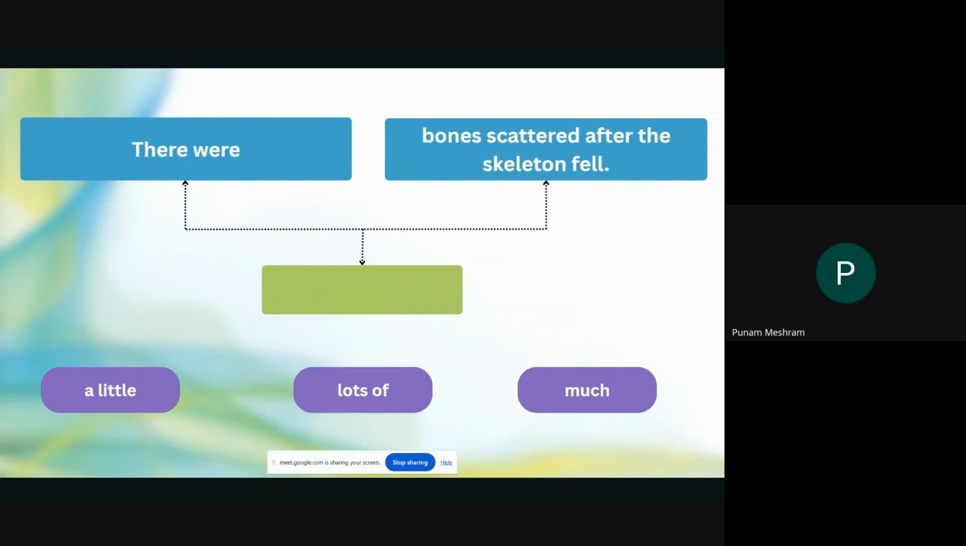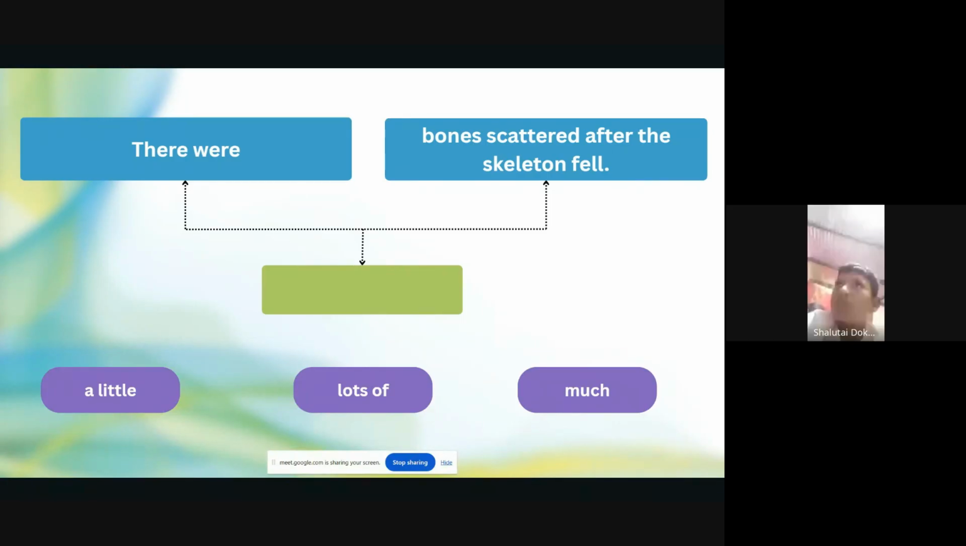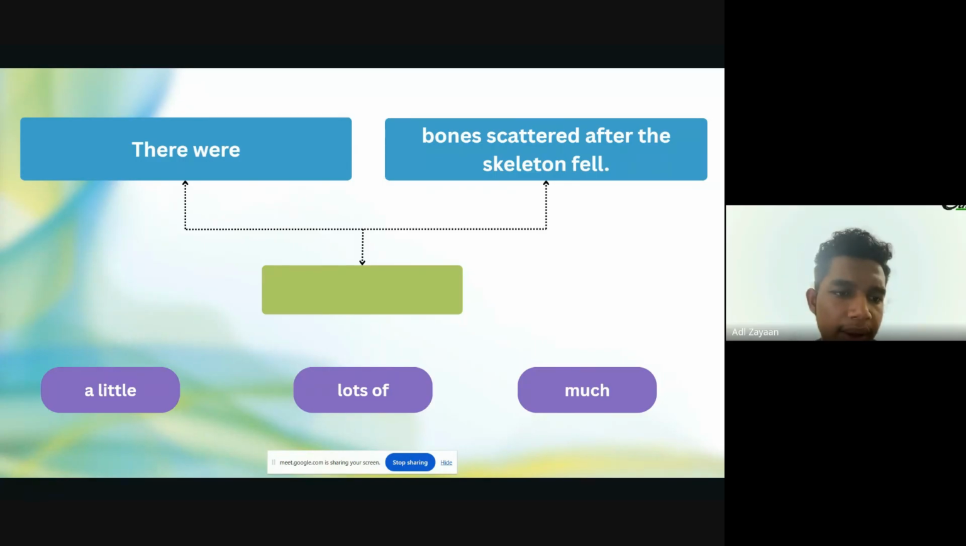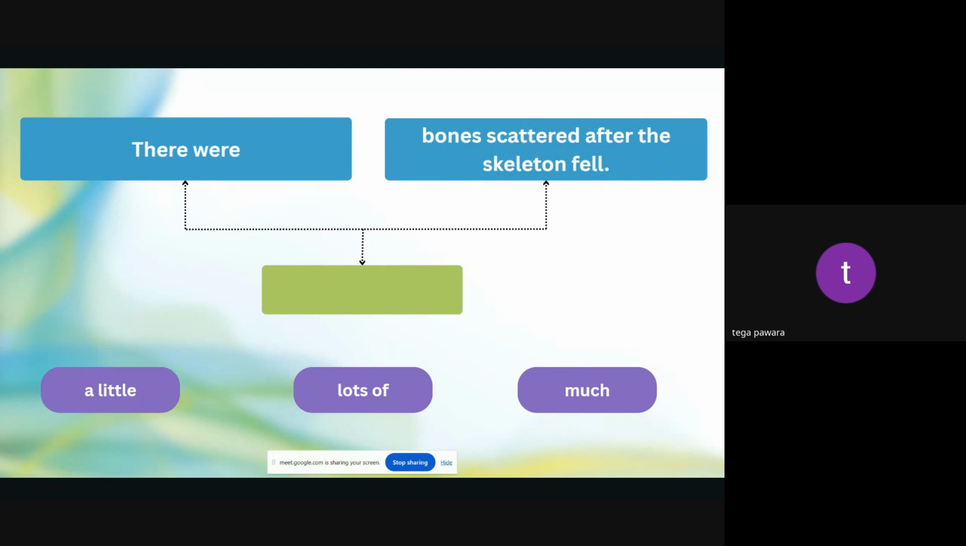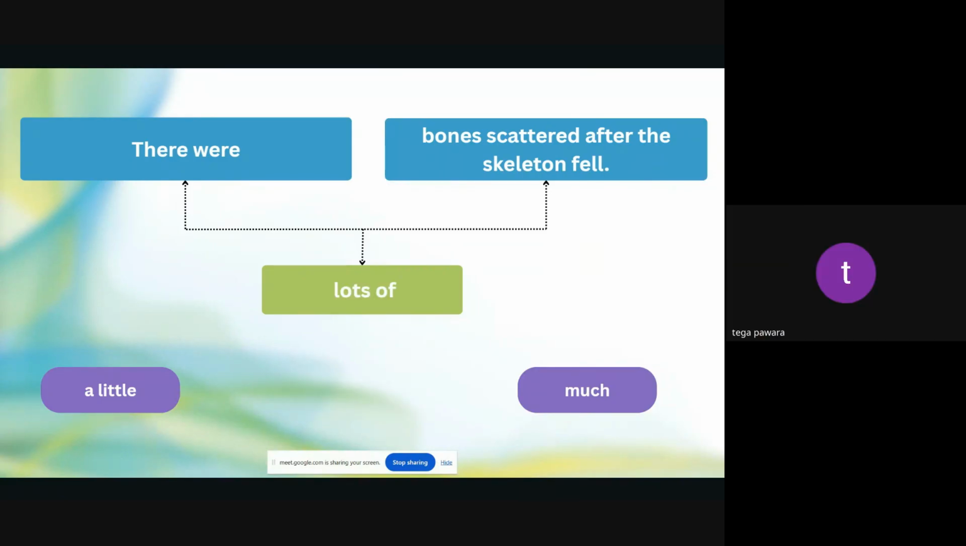So this is the next question. There were dash bones scattered after the skeleton fell. A little. Lots of bones. So the correct answer is "lots of."